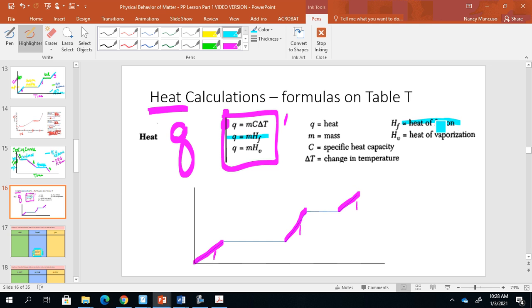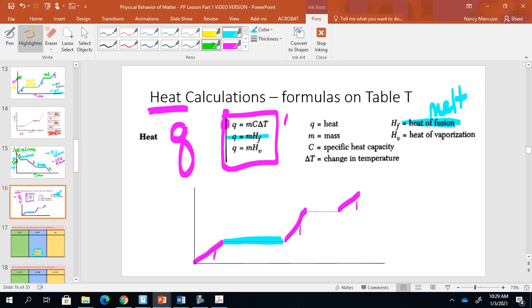All right, let's say that now I want Q equals MHF. HF means heat of fusion. You'll remember fusion is where something melts or freezes. So if I am on this section of the graph and only this section of the graph, that is where I use Q equals MHF. So the heat of fusion is an actual value. It's right in your reference tables, just like C is, and you're going to look it up and use that value.